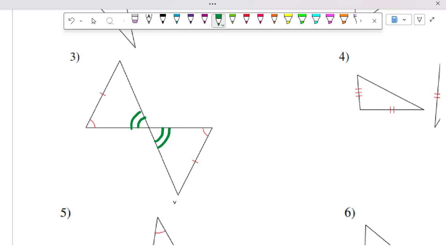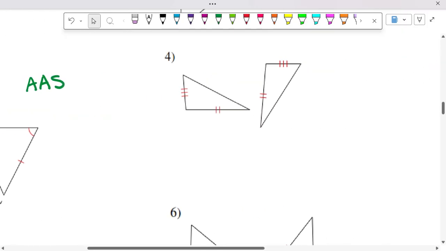What postulate? Someone who has not talked yet today. What do you think? Angle, angle, side. Good. That side is not the direct path between the two congruent angles. So it's angle, angle, side. Now, look at 4.